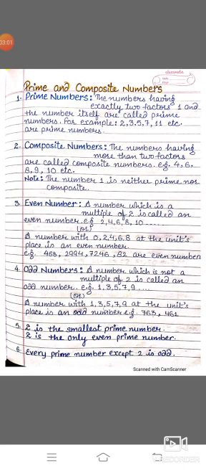Next is odd numbers. A number which is not a multiple of 2 is called an odd number. For example, 1, 3, 5, 7, 9, or a number with 1, 3, 5, 7, 9 at the units place is an odd number. For example, 763, 461. Next point is 2 is the smallest prime number and 2 is the only even prime number. Every prime number except 2 is odd.